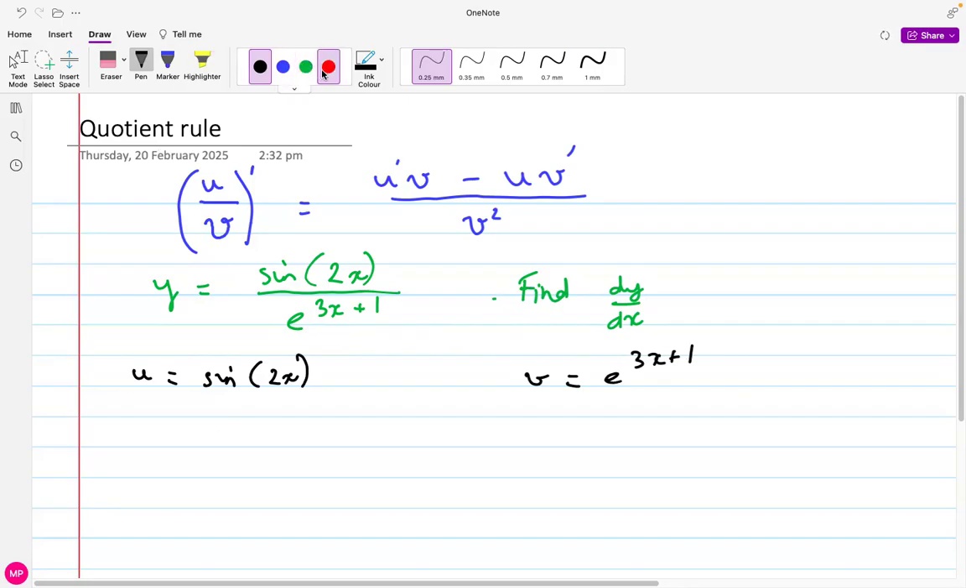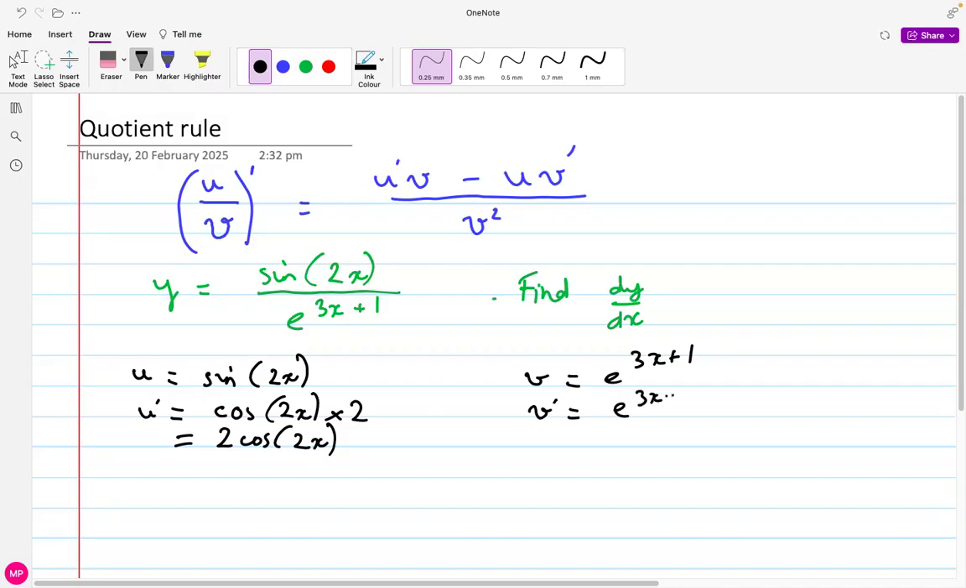Then you will derive them individually. So u dash equals the derivative of sin, which becomes cos of 2x, and then you times by the derivative of 2x, which is 2. You rewrite that as 2 cos of 2x. And the derivative v dash: e to the power of 3x plus 1 will be e to the power of the same thing, and then you times by the derivative of the inside, which is the derivative of 3x plus 1, which is 3. So you're left with 3e to the power of 3x plus 1.